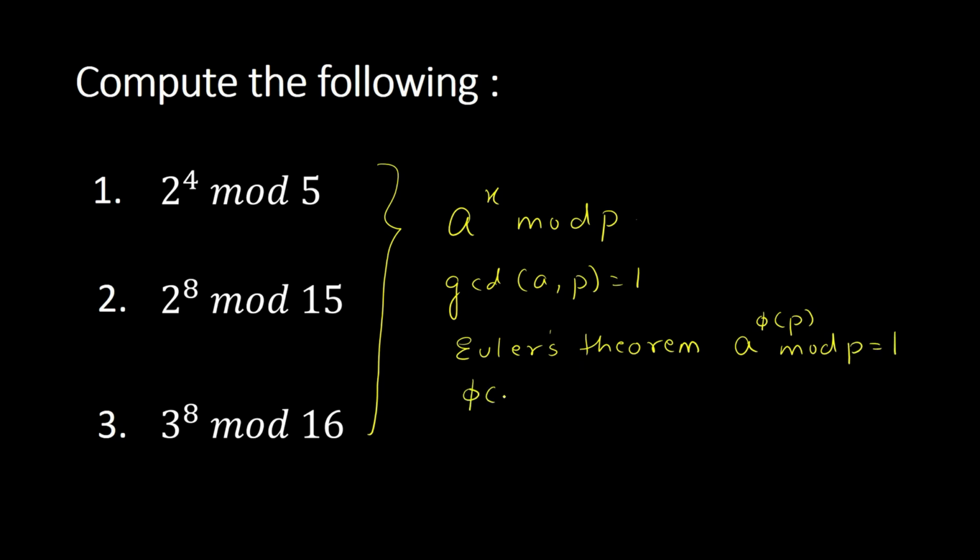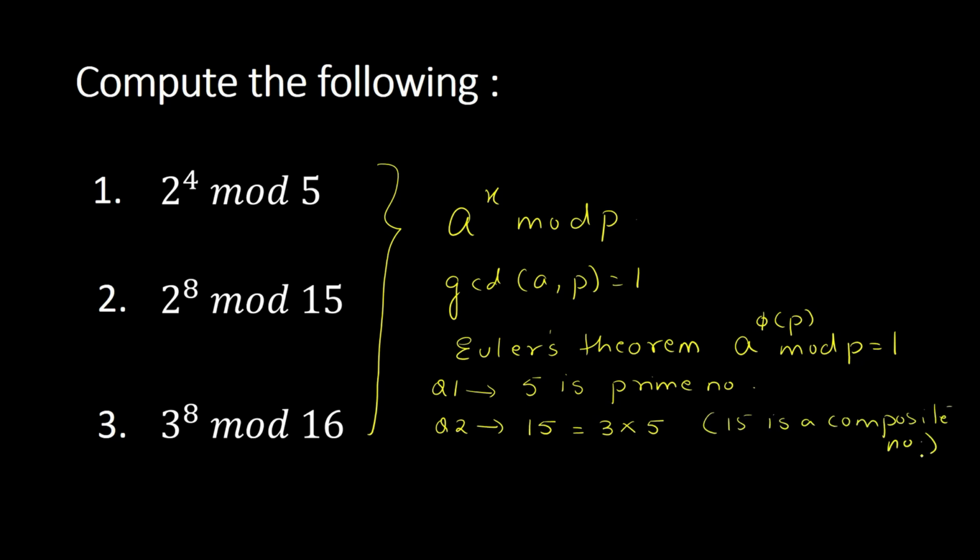However, in order to compute phi p, you should be able to check if the number is prime, composite or raised to the power of prime. So in these three questions, you can see that in question number 1, I have considered 5, which is a prime number. In question number 2, I have considered modulus of 15, where 15 is not a prime number, rather it is a product of two prime numbers 3 and 5. So 15 is a composite number. And in question 3, I have taken modulus of 16, where 16 is again not a prime number. 16 can be represented as 2 raised to power of 4, where 2 is a prime number and hence 16 is a power of prime number.